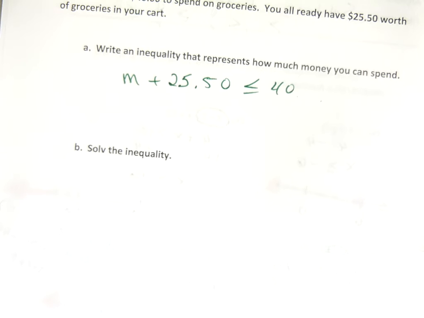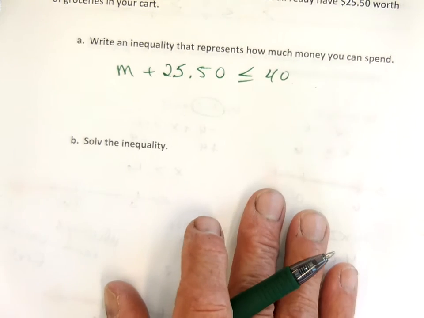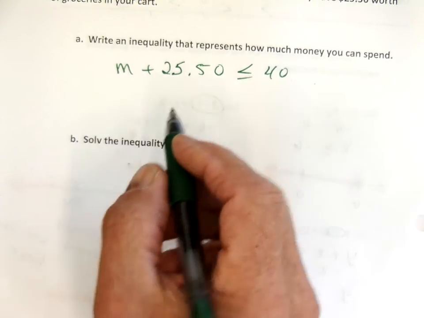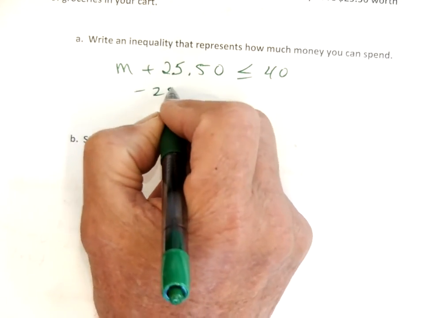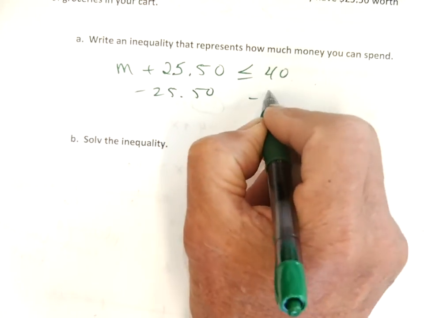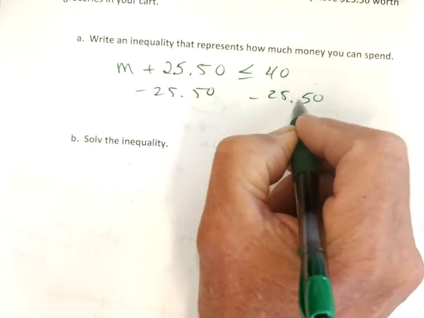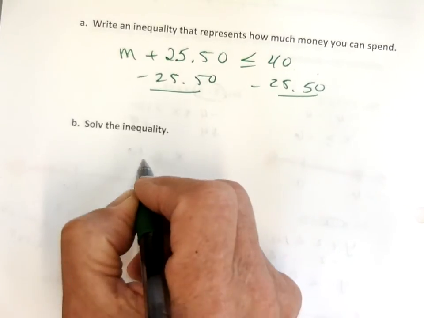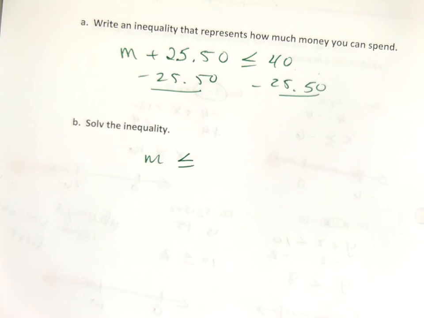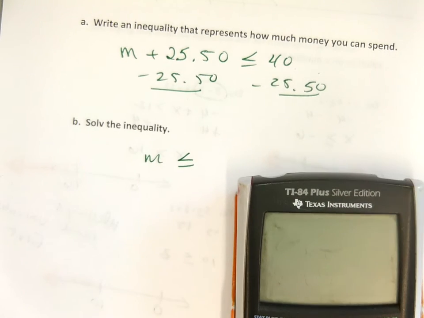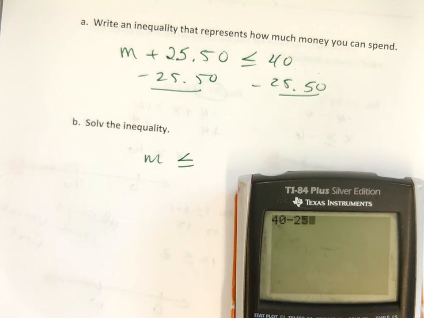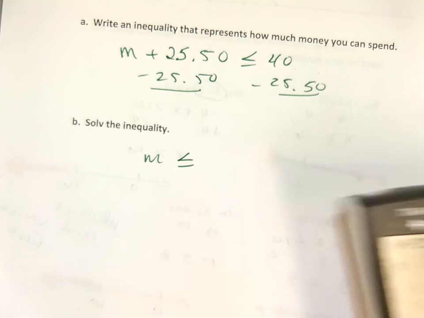You get to the checkout counter and you've got to put things back, right? Which has happened to all of us, I'm sure. Solve. Minus 25.5. M is less than or equal to, let me use my calculator. 40 minus 25.5, 14.5. Glad to use a calculator.